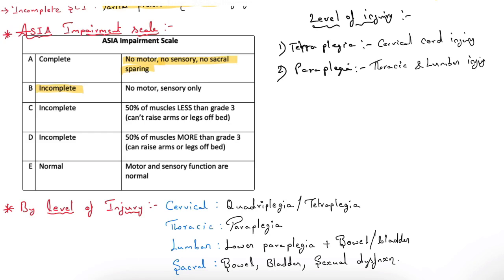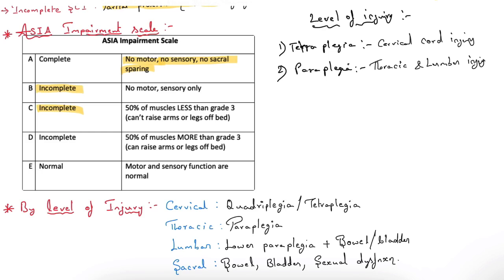Okay, and the third one, C. In C we can see incomplete, where less than 50% of muscles are grade 3 or more, so the patient can't raise arms or legs off the bed. That means it's incomplete, and we can see motor functions but in less than 50% of key muscles with greater than or equal to grade 3 on the manual muscle test.